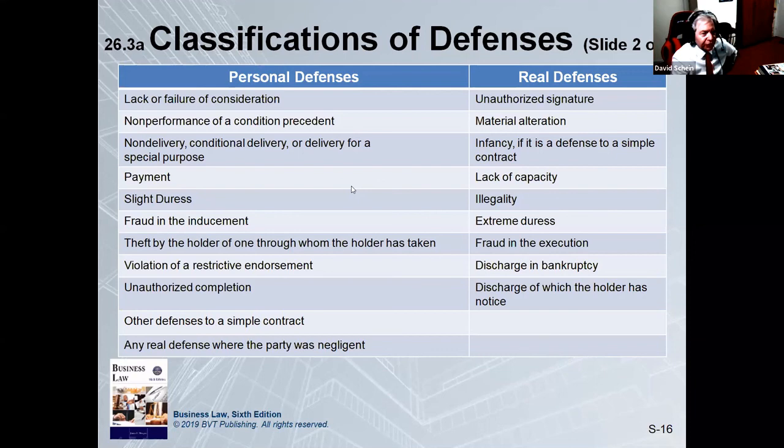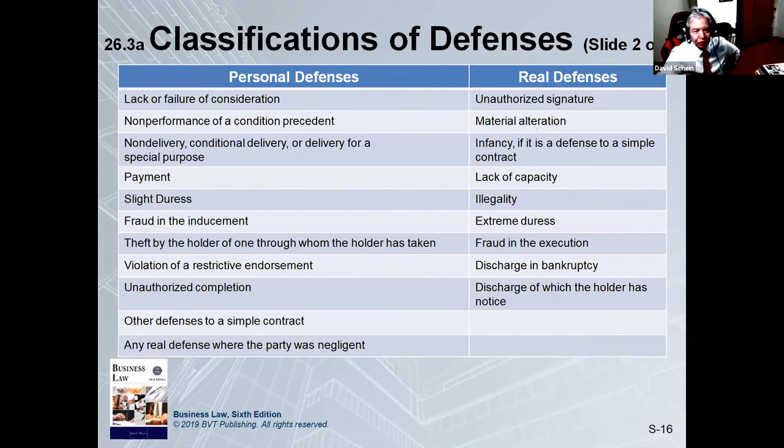So a personal defense is, I didn't get anything for the note: non-performance of a condition precedent, slight duress. The real defenses: unauthorized signature, it's a forgery. It's never going to be a good check. Material alteration, it's a forgery, or the check's been altered.